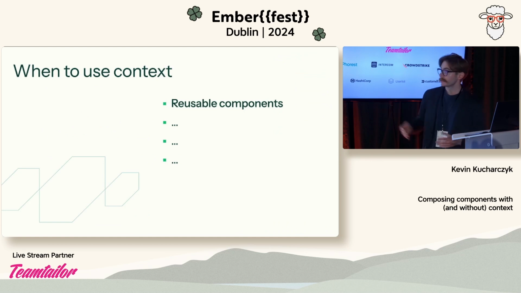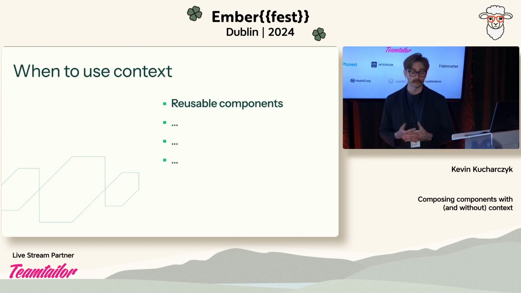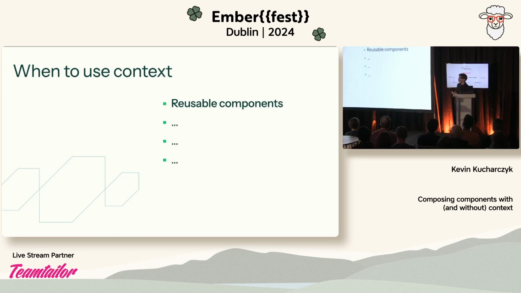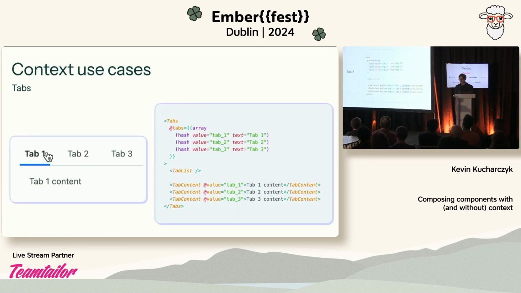So this is one of the examples where context works well, and this is reusable components, like composable, configurable, component library type components. And here's another example of that, a tabs navigation sort of component where when you click the tab, it should change the content to the appropriate one.